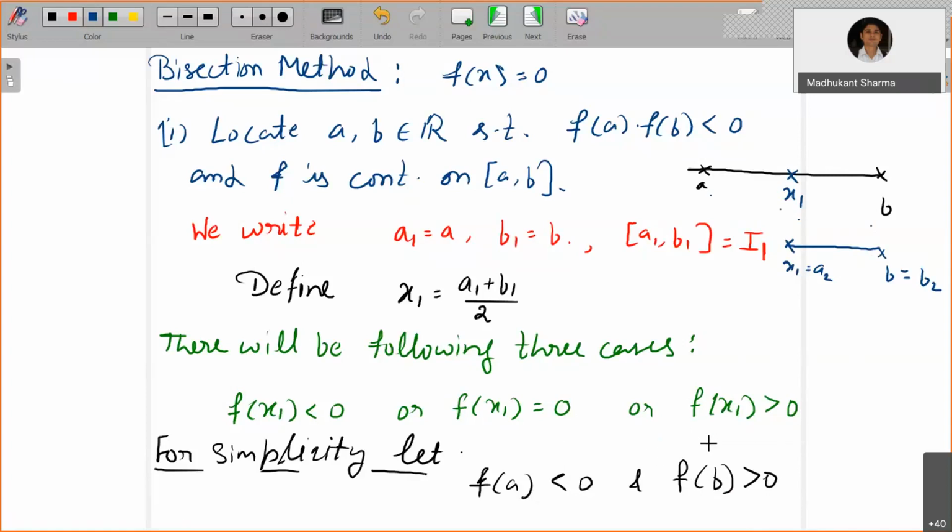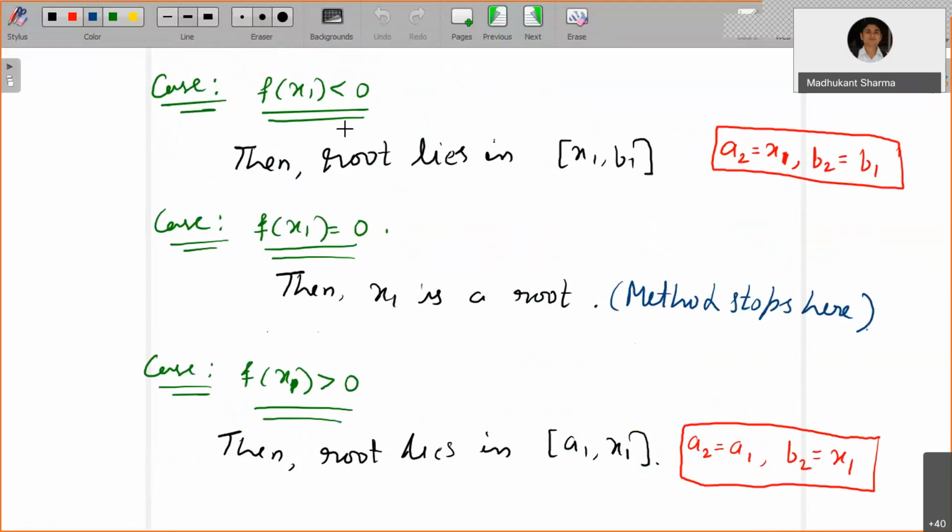Then we will identify the next interval by a2 equals a and b2 equals x1. And then we will repeat the process again for this case. So these are the three cases. If f of x1 is less than 0, then the root lies in the interval x1 to b1, as we have just seen. So we will call a2 equal to x1 and b2 equal to b1, which means the left-hand point is a2 and the right-hand point is b2.